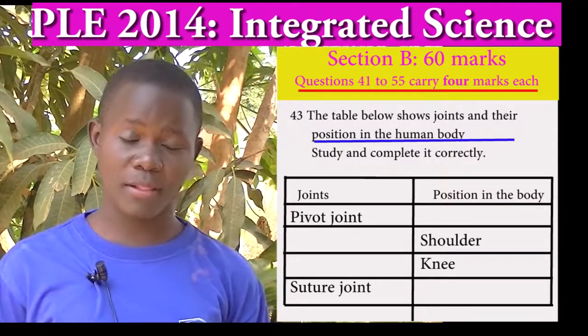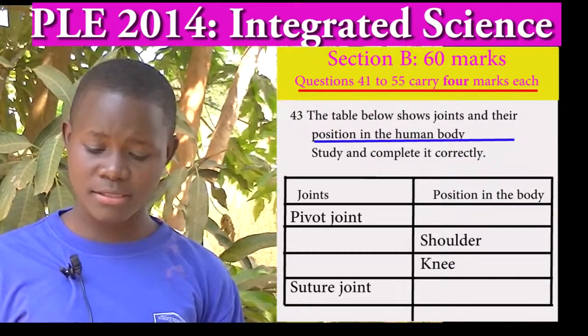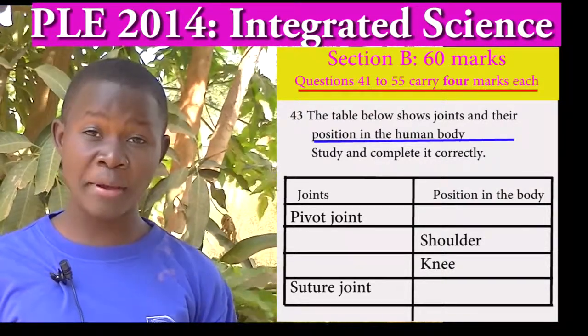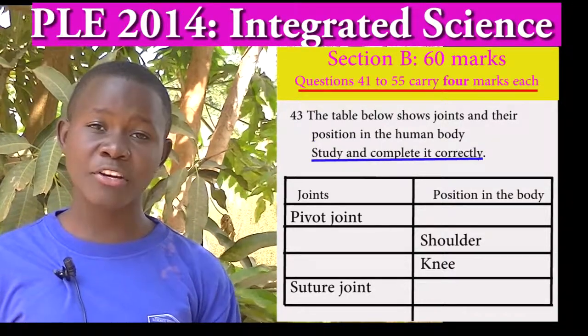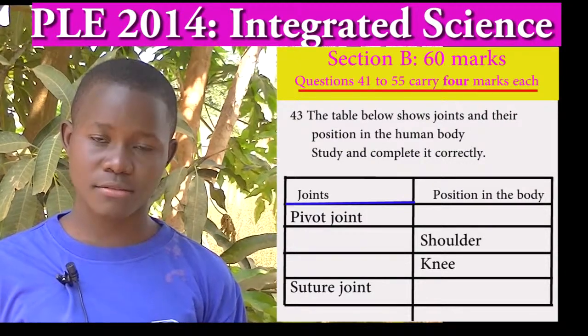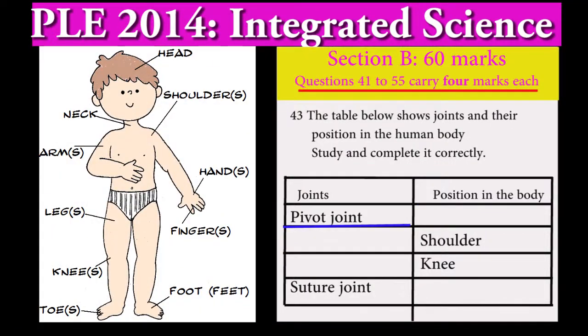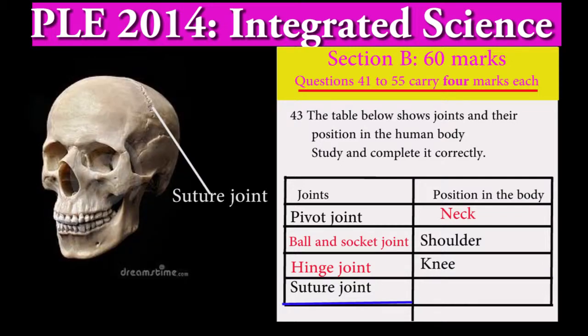Number 43. The table below shows joints and their position in the human body. Study and complete it carefully. Joints, position in the body. Pivot joint, neck. Ball and socket joint, shoulder. Hinge joint, knee. Suture joint, skull.